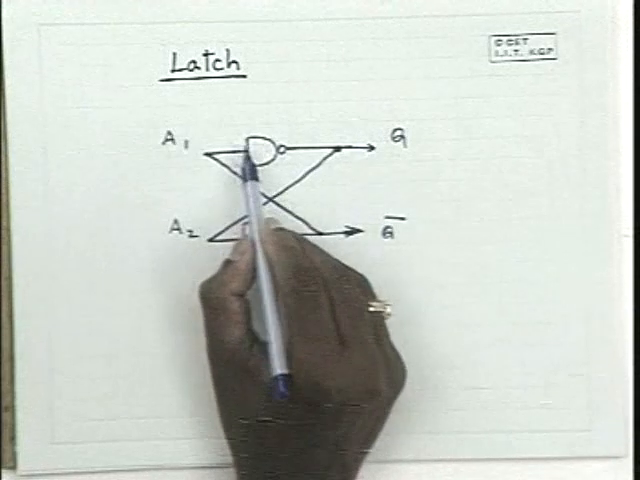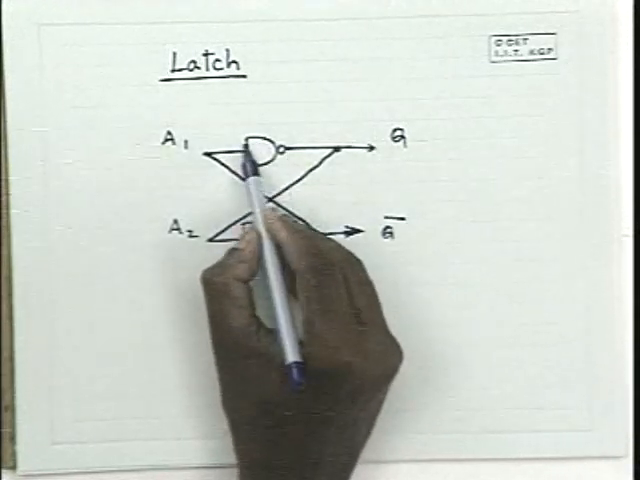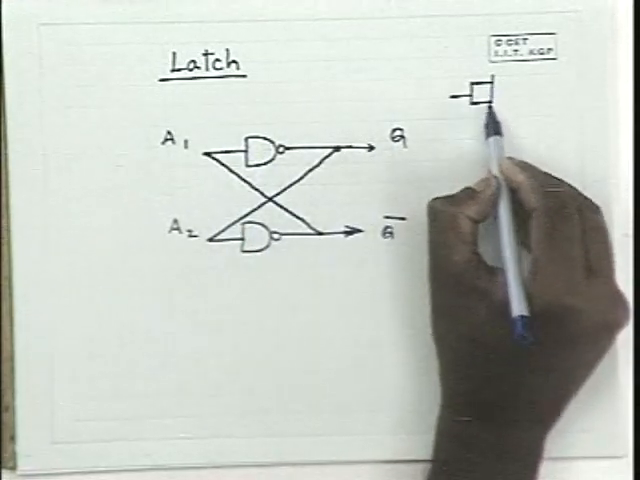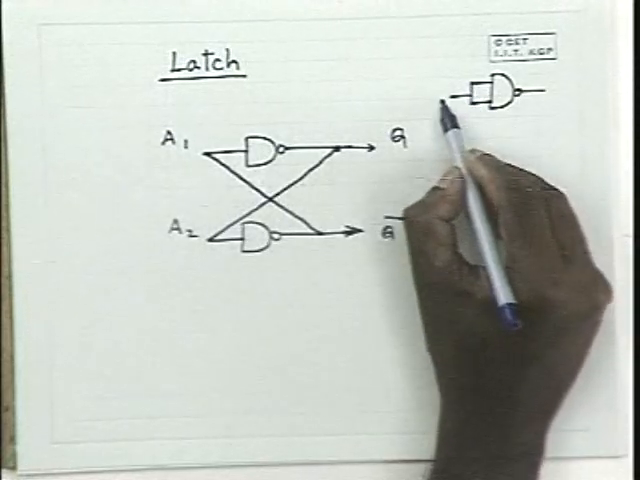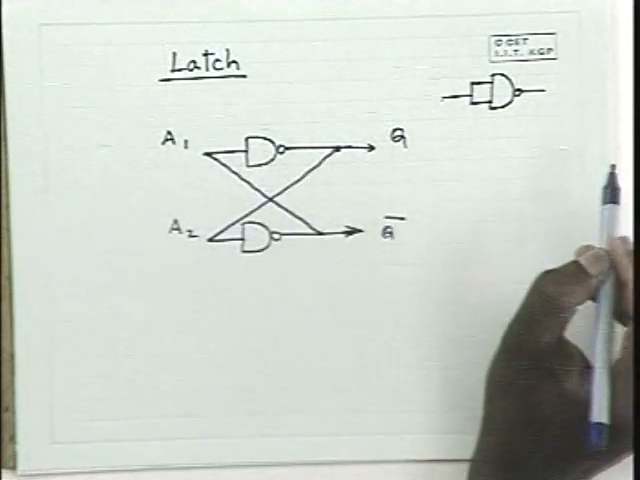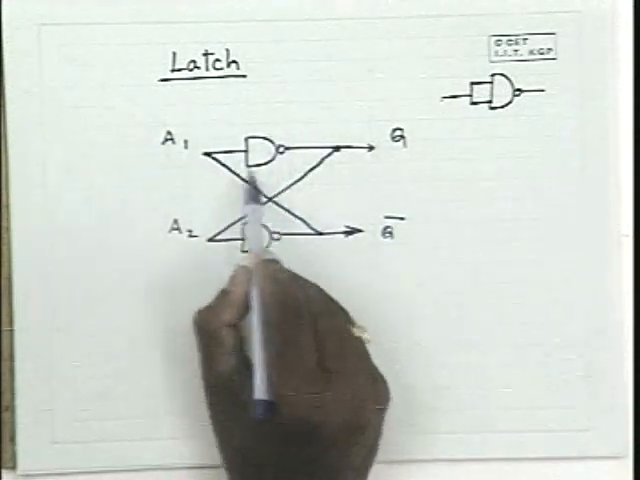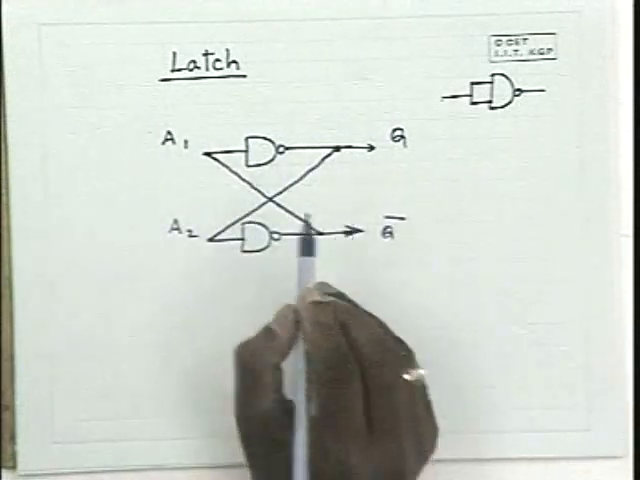Now this NAND gate is being used as a NOT gate. Please note that a two input NAND gate, when the inputs are connected together, acts like a NOT gate. This NAND gate is now functioning as a NOT gate.